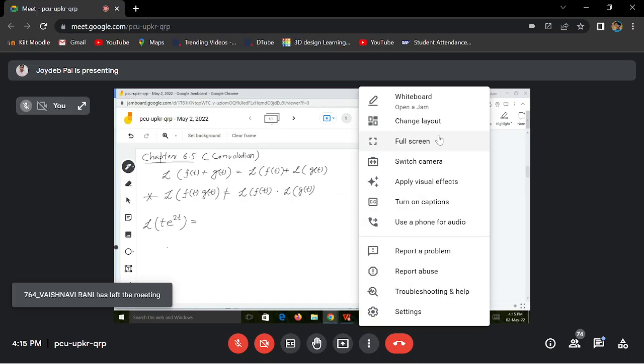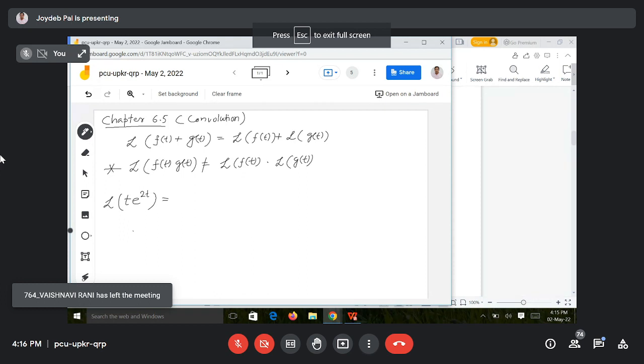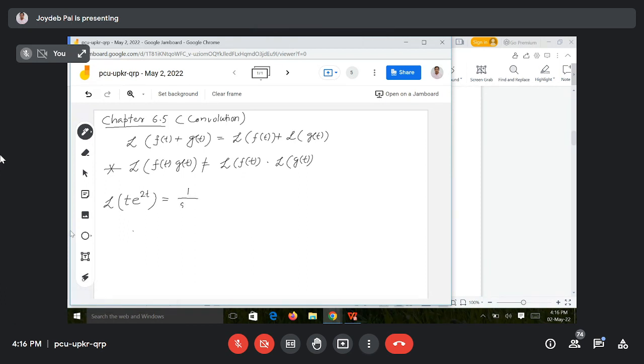By shifting you can write it easily. It is 1 by (s minus 2) whole square, right? e to the power at into f(t): the Laplace transform of f(t) is F(s), and the Laplace transform of t is 1 by s square. By using that formula, the Laplace transform of e to the power at into f(t) is F(s minus a).